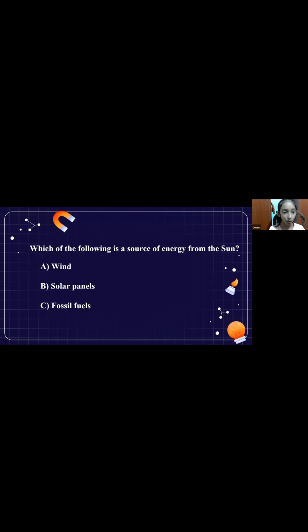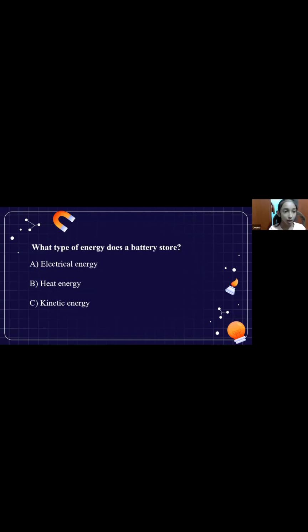Which of the following is a source of energy? Solar panels. It's correct. What type of energy does a battery store? Electric heat energy. No. Electric energy. Yes.